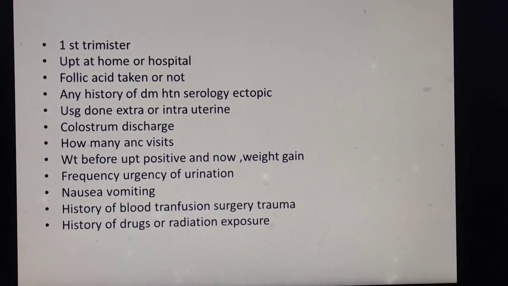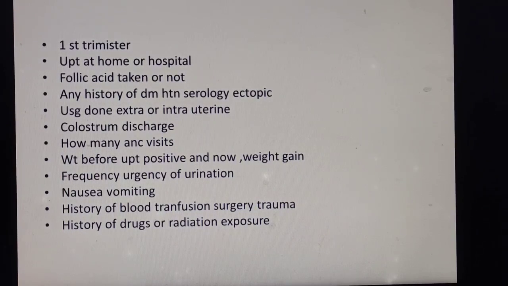Okay. Once you do the UPT in the hospital, then you have to ask the patient, did you take folic acid or not? Did you take folic acid prior to pregnancy? Because this is very, very important in order to reduce or prevent neural tube defects. Okay, very important.